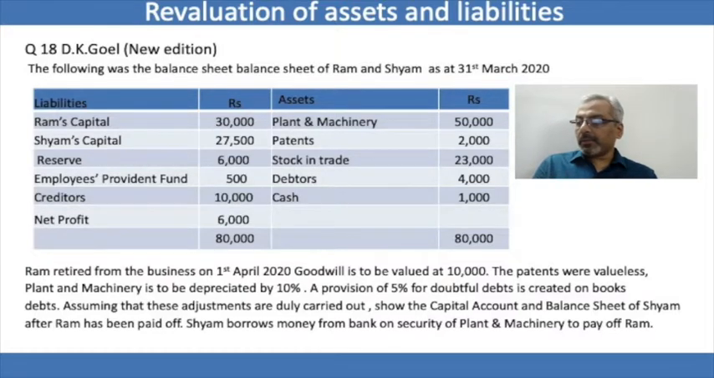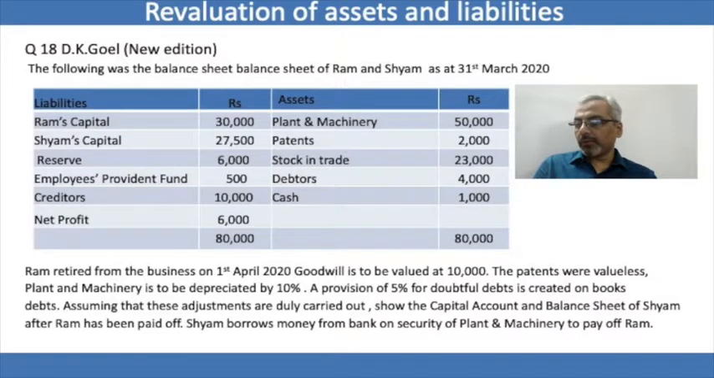The patents were valueless. Plant and machinery is to be depreciated by 10%, or 10% of 50,000 will be 5,000. A provision of 5% of doubtful debt is created on book debt. Book debt is the other name for debtors, and if you calculate 5% of 4,000, it will be 200. Assuming that these adjustments were duly carried out, show the capital account on the balance sheet of Shivam after Ram has been paid off.